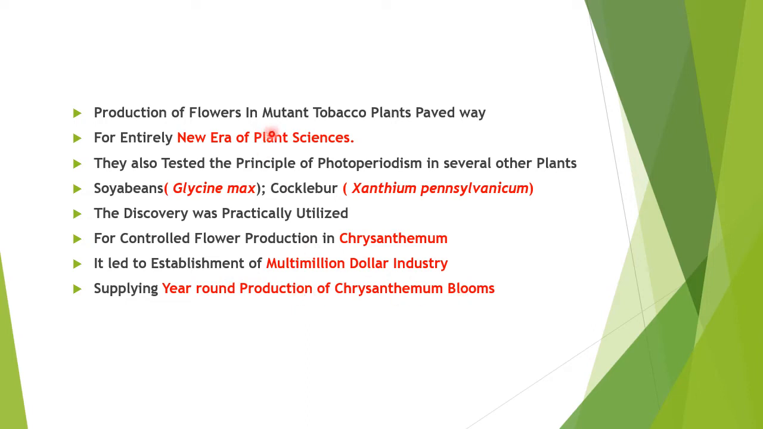So once they understood this in Xanthium and in soybean, it was utilized in chrysanthemum, because chrysanthemum was now made to flower round the year, supplying year-round production of chrysanthemum blooms. So it opened the establishment of a multi-million-dollar industry.